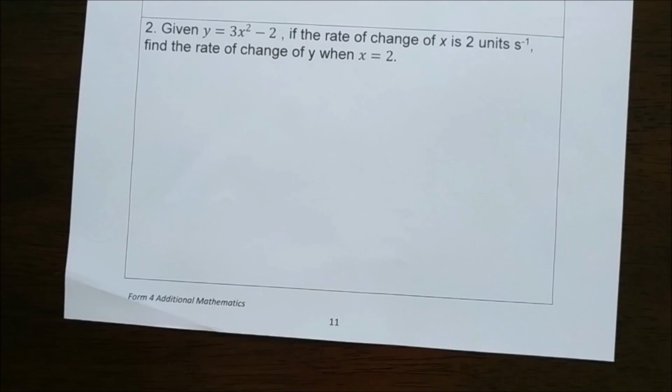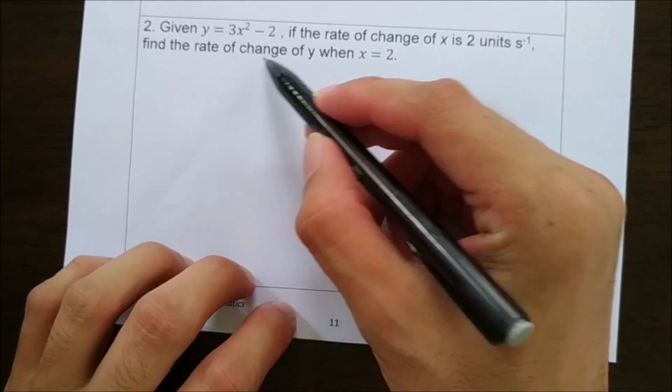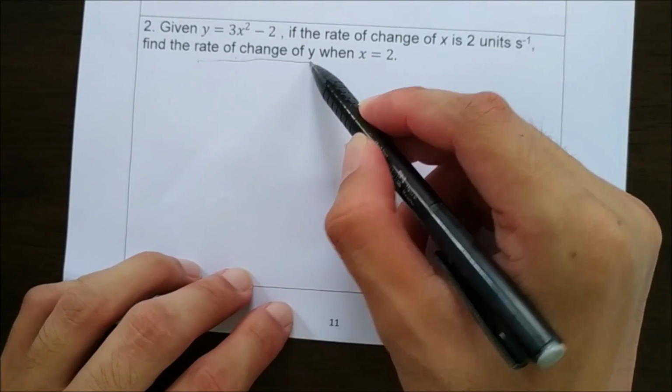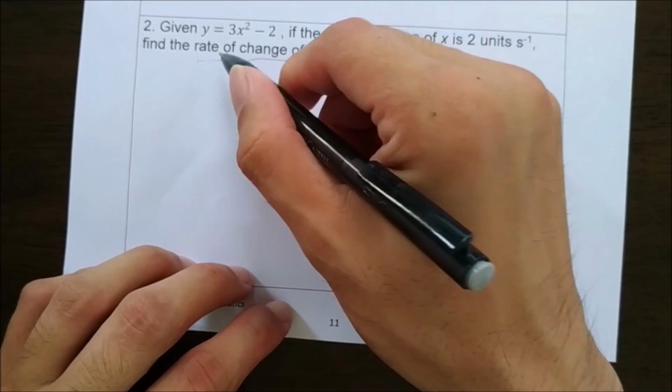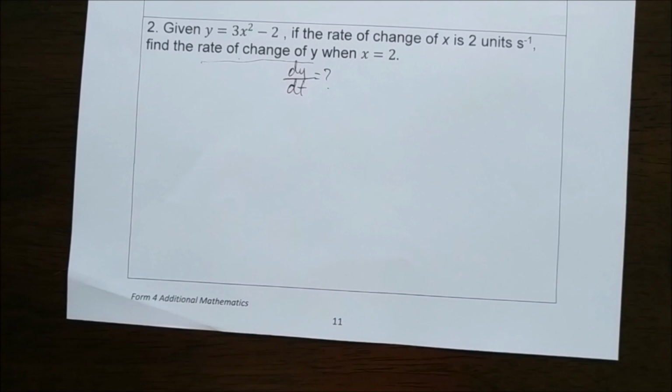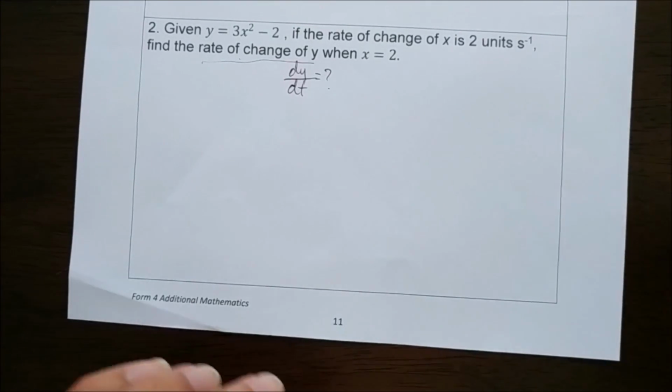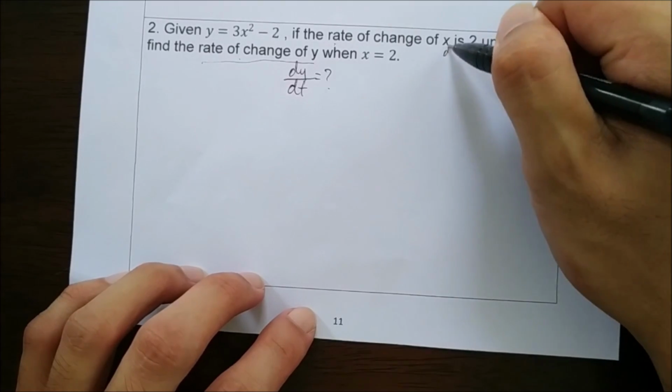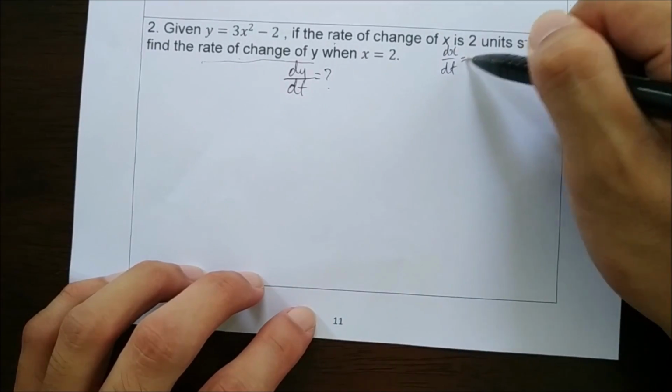Question 2. Given y equals 3x squared minus 2, if the rate of change of x is 2 units per second, find the rate of change of y when x equals 2. Rate of change of y means dy/dt. This is what we are looking for. Usually when a question involves rates of change, we use the chain rule to help us find the answer. Here the rate of change of x is dx/dt, which is 2.